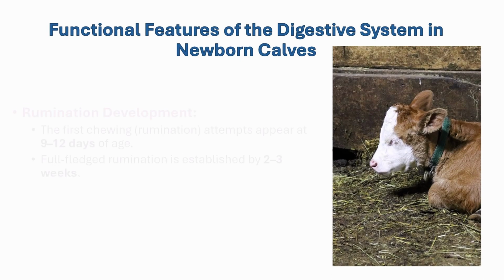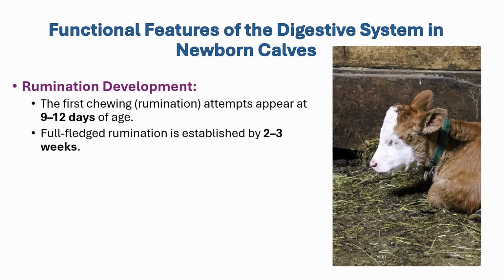As the calf grows, we observe the fascinating process of rumination development. Although the rumen is non-functional at birth, the first attempts at chewing the cud, or rumination, appear remarkably early, typically between 9 and 12 days of age. However, full-fledged, consistent rumination is only established by 2 to 3 weeks of age.